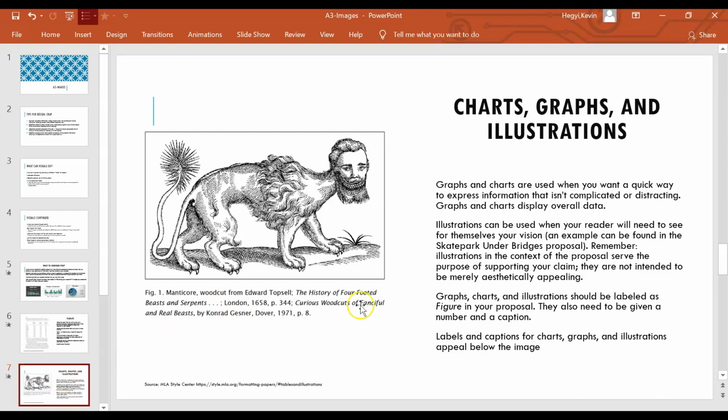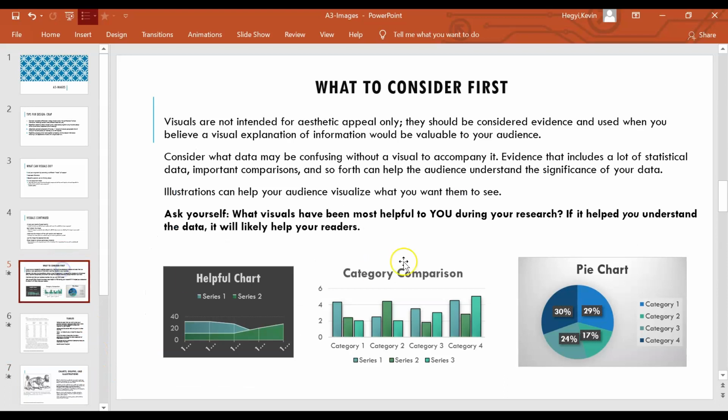Also, illustrations are going to be important too, but only if the context calls for it. They aren't merely aesthetically appealing. That's important to consider because remember, we still have to develop every image that we put in there. Images are pieces of evidence. I'll say that again.